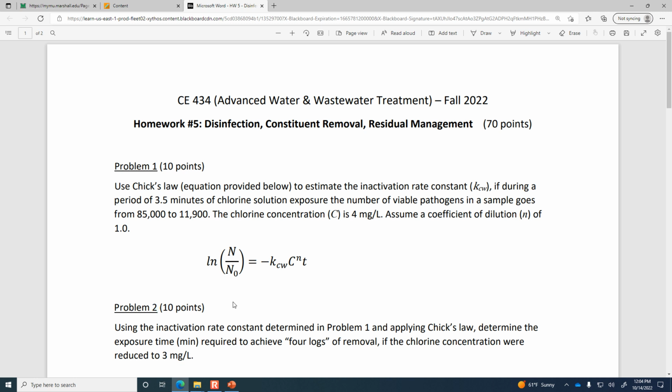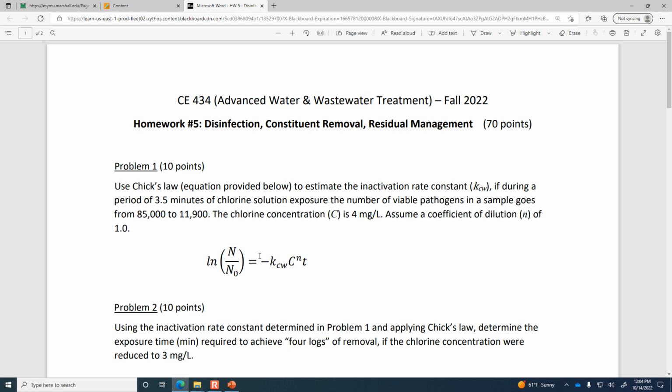And then in problem 2, which is related, you use the K sub CW that you've determined and estimate the duration that's required for 4 logs of removal. Now 4 logs of removal sometimes would be called 4 nines of removal. It just means that of the starting population, 99.99% of that starting population has been inactivated by the exposure to chlorine.